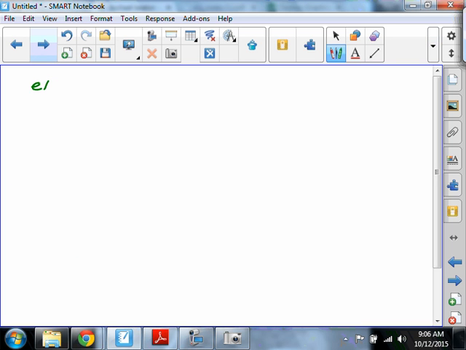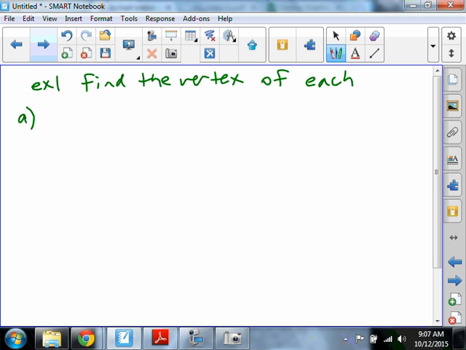Example 1. Find the vertex of each. We're going to look at example 1, number A. I know A is not a number, but it is today. Example 1, number B. Example 1, number C. Example 1, number D. And number E. Thursday's quiz, you're going to have to do this.